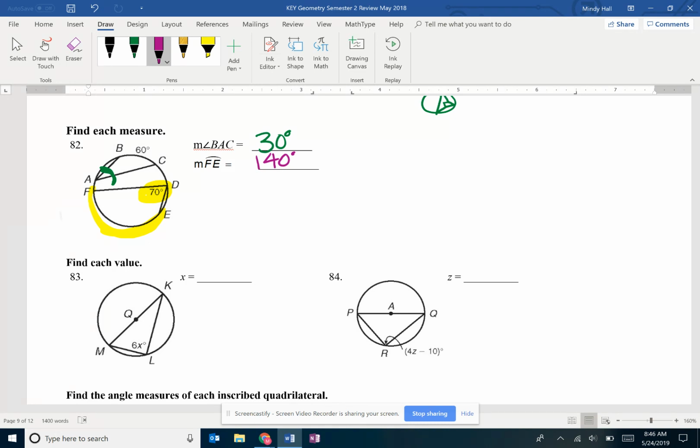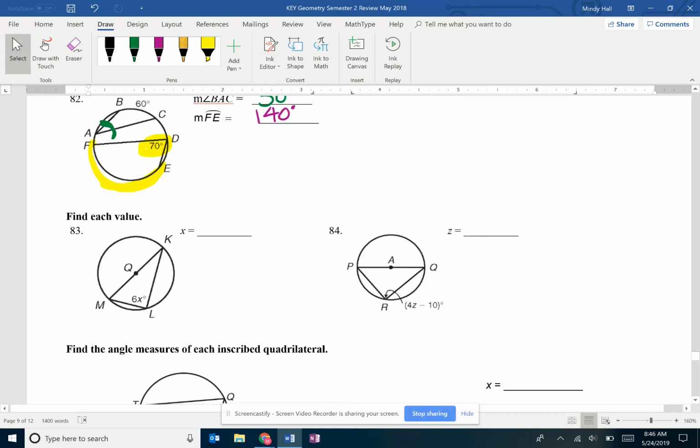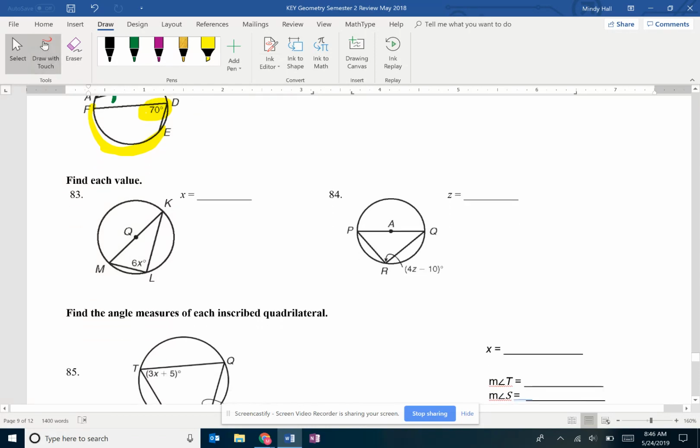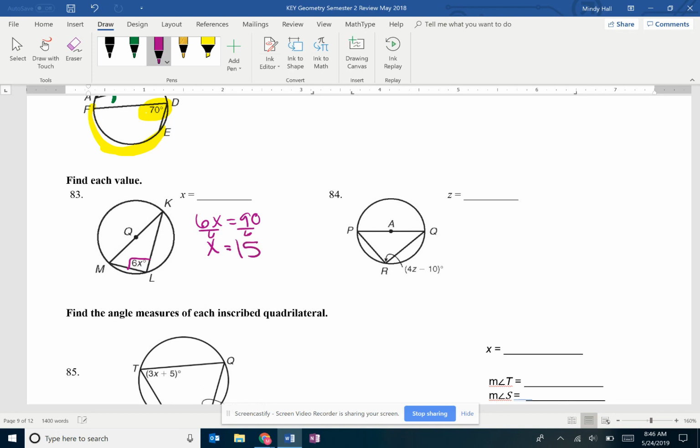So then for 83 and 84, they are inscribed angles with a semicircle. So because that's a semicircle divided by 2, I know this is a right angle. So then we're just solving 6x equals 90 because it's a right angle. And 90 divided by 6 is 15. So x is 15.